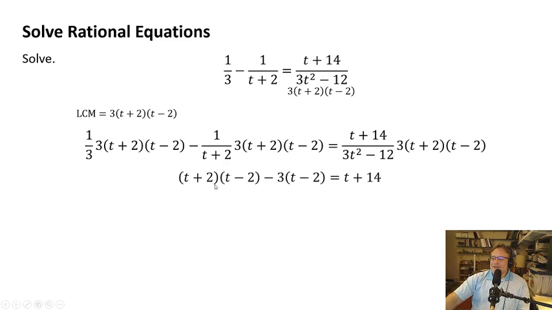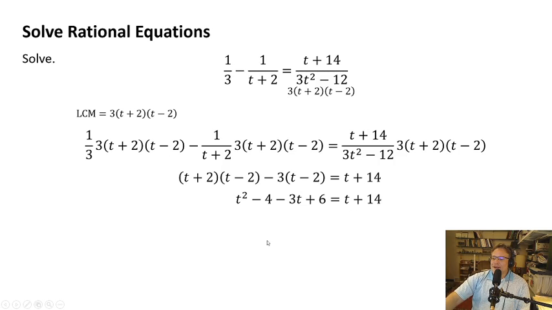All right, so here's this and this and this. We're going to FOIL all of these things out. This is going to be pretty easy. It'll be t squared minus 4 minus 3t plus 6. Remember, we want to distribute that minus sign to both terms here. So this is not going to be negative 6, it's going to be plus 6. And that's equal to t plus 14.